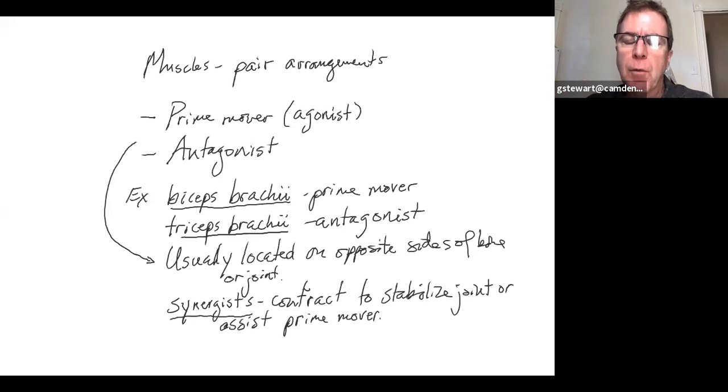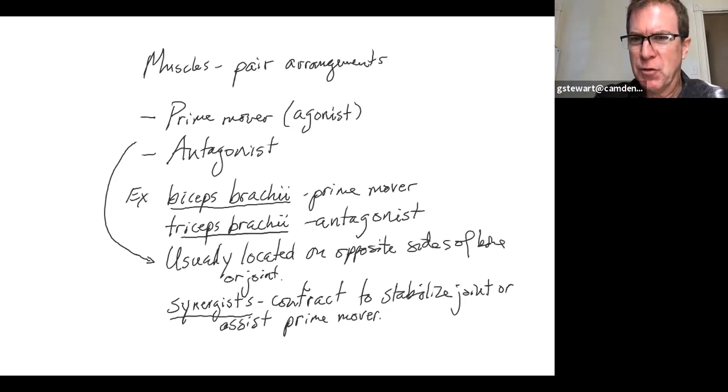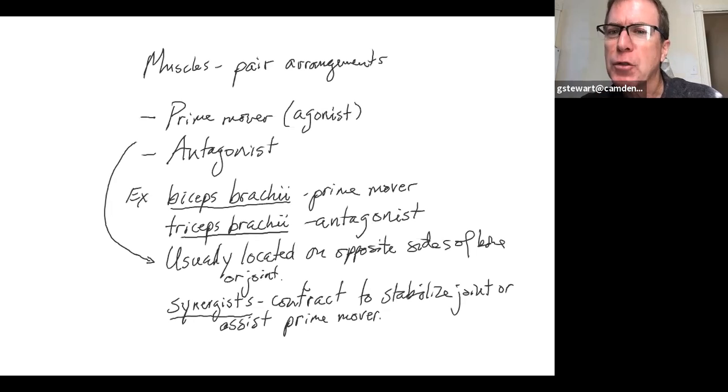Classic example would be when you flex your elbow, when that biceps brachii contracts, there are other muscles in your forearm, at your wrist, that stabilize. So your wrist isn't flopping all around, nor is your elbow. It's only moving in one plane, in one direction. It's not moving in multiple planes of space. So synergists are stabilizing muscles, typically located close to the prime mover, and they help assist in that movement.